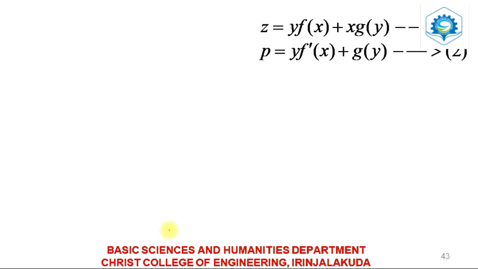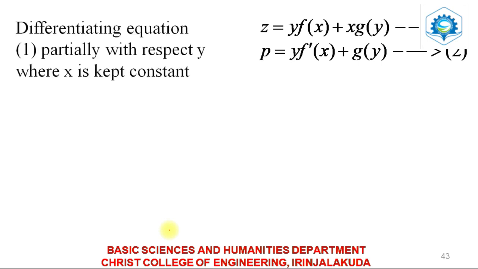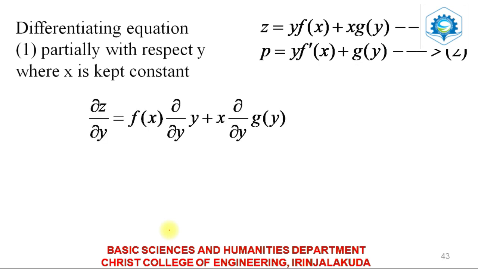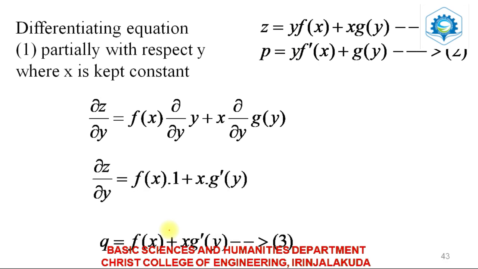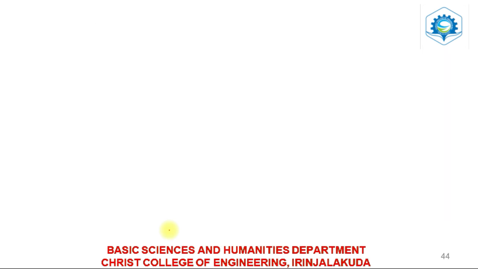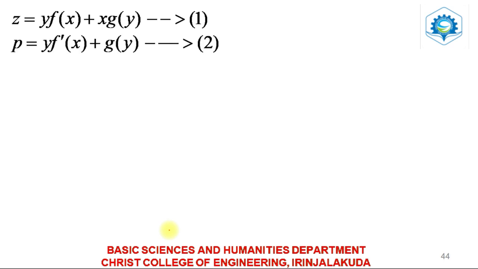Let us differentiate the first equation with respect to y. Already we differentiated equation 1 with respect to x. Now we differentiate with respect to y. What we get? Dou z by dou y is f of x into dou y by dou y plus x into dou g by dou y. So that is nothing but q equal to f of x plus x g dash of y, equation number 3. Right, now we have three equations. z equal to y f of x plus x g of y, p equal to y f dash of x plus g of y, and q equal to f of x plus x g dash of y.